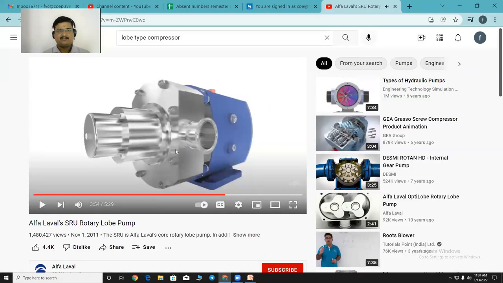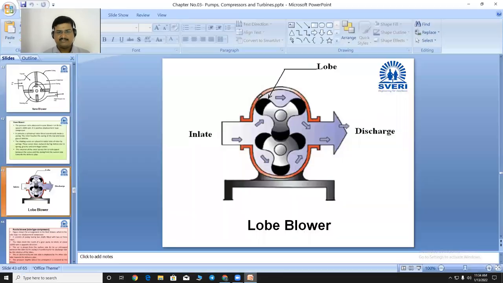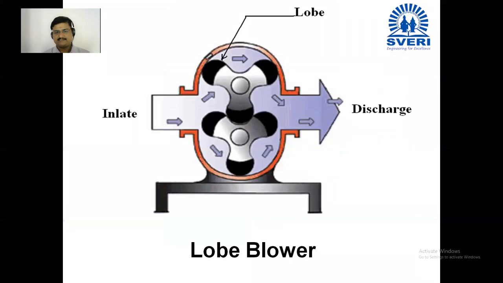So friends, in this way, we have seen the details about the lobes and the lobe compressor. If you will use liquid in a lobe type of the compressor, then compressor will convert into pump. Mechanism is the same. And here just a construction and working is there as far as our syllabus is concerned. Now I think the lobe type of the compressor, this concept is clear to everybody. Is it clear?